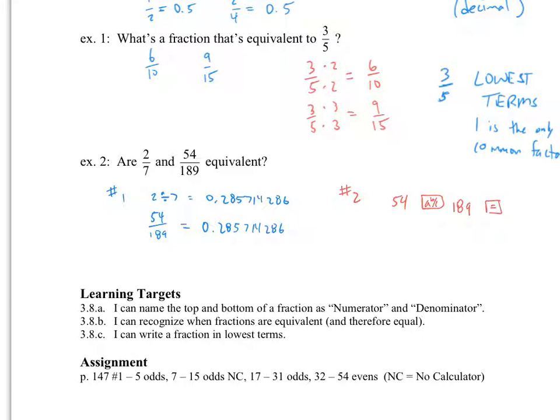2 sevens. But where's the A, B? Oh, there it is. A, B, C. That makes it so much easier. Wait, why 189? Because that was the one in our problem, 189. Oh, so 54, A, B, C, 189.